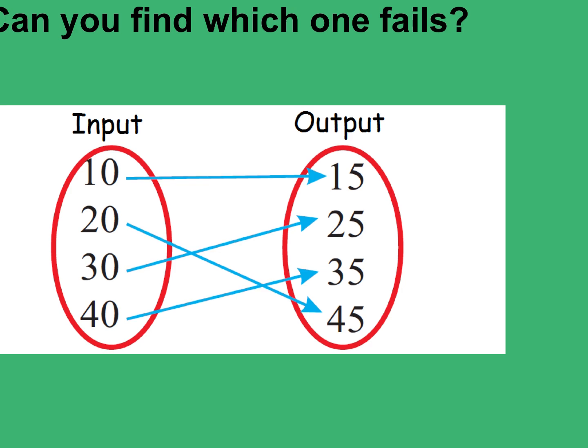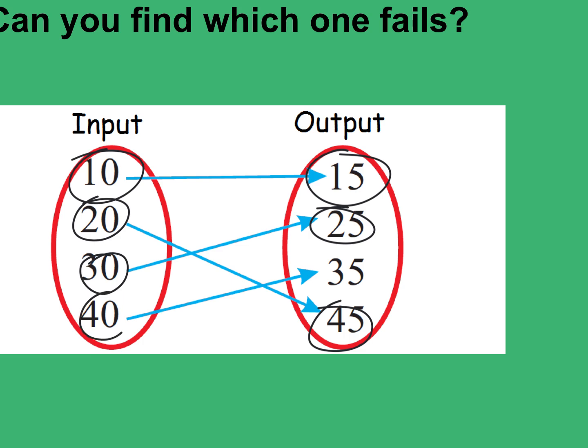Inputs, outputs. When you put in a 10, you got a 15. When you put in a 20, you got a 45. When you put in a 30, you got a 25. This looks weird, but the question really becomes, is this a function or not? And this is the hardest kind. So pay attention. I'll tell you how to tell if something is a function or not.